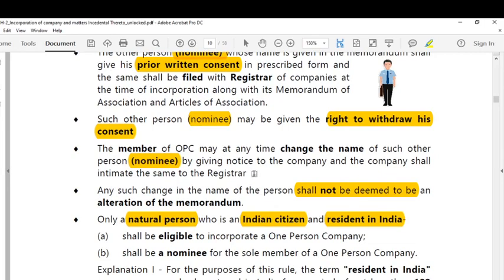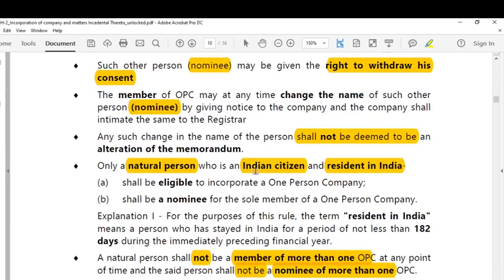The third special provision says that the nominee should be given the right to withdraw his consent. Whenever he wants to get out of that OPC business, he can get out by withdrawing his consent. And the fourth special provision is if the member of OPC is not interested to allow the nominee to continue as the other person, he also can change the name of the nominee. See what a flexibility is given, right? The OPC business is so flexible and simple with lots of exemptions, lots of privileges and minimal compliances. So that is the reason people are attracted to that business.